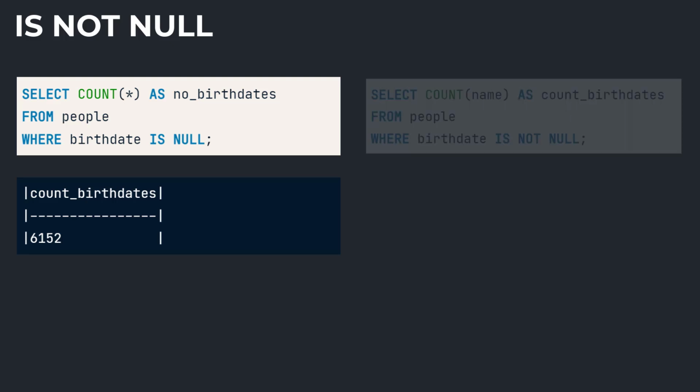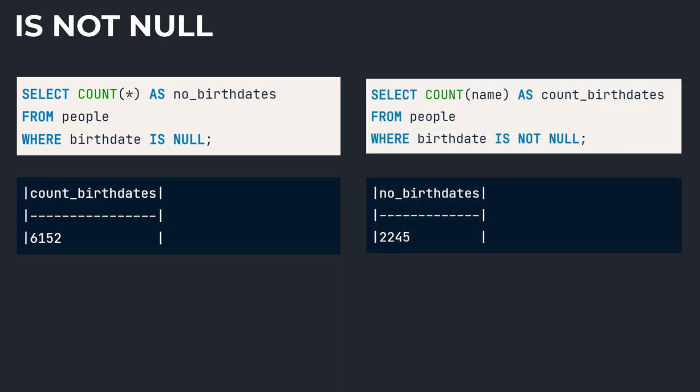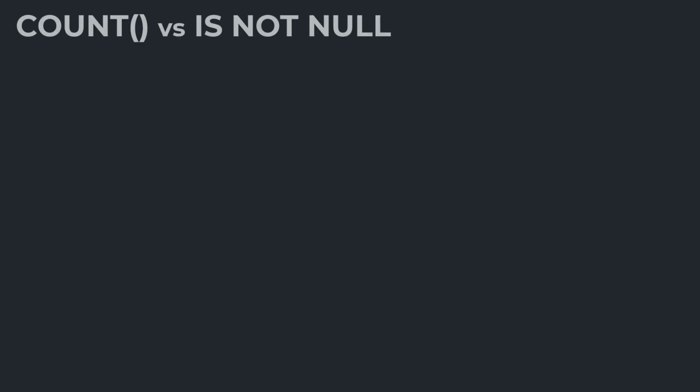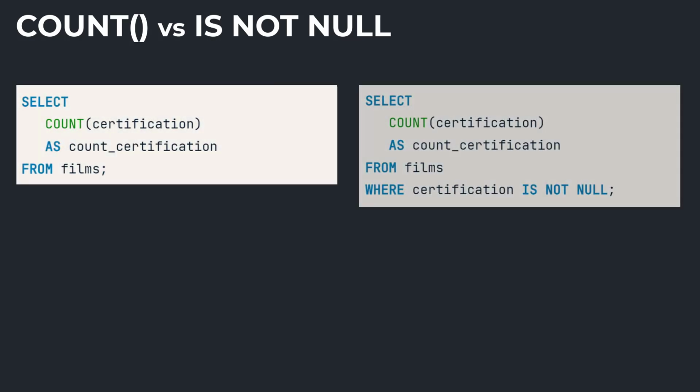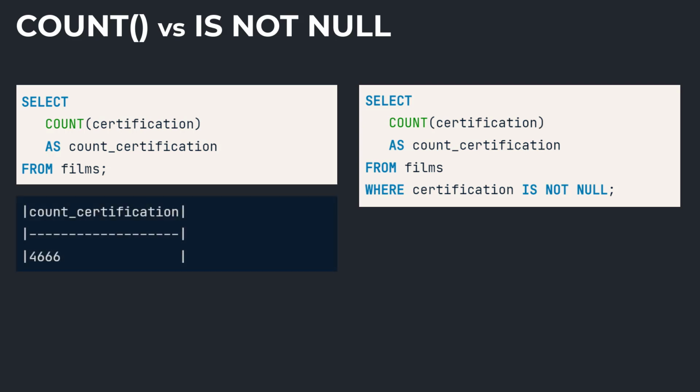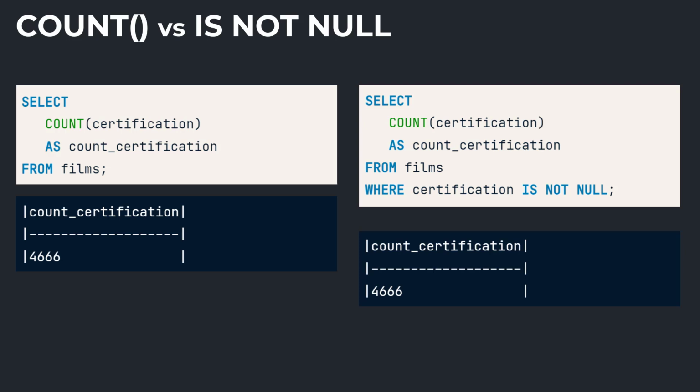Sometimes, we'll want to filter out missing values, so we only get results that are not null. To do this, we can use the is not null operator. For example, this query on the right gives the count of all people whose birth dates are not missing in the people table, giving us a new count of 6,152. There may be a question about the difference between using count with a field name and using the same count with the added where clause with is not null. The answer is there is no difference, as both will be counting non-missing values.